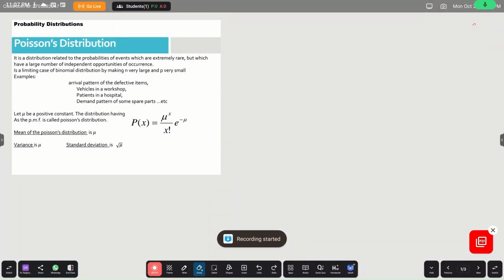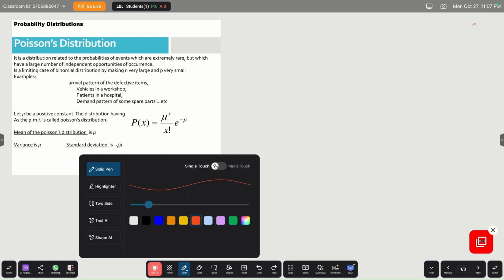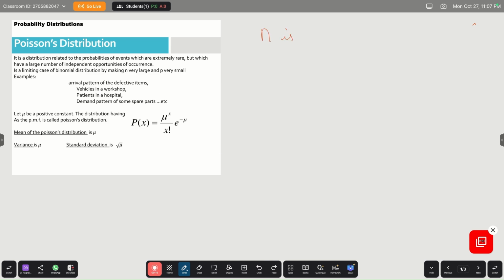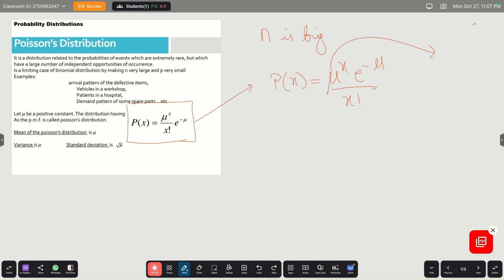Let's continue with our next topic, Poisson distribution. So this distribution is a limiting case of binomial distribution where n is very big compared to p. So the probability mass function of Poisson distribution is mu power x e power minus mu divided by x factorial. In this distribution, both mean and variance will be equal to this mu itself.